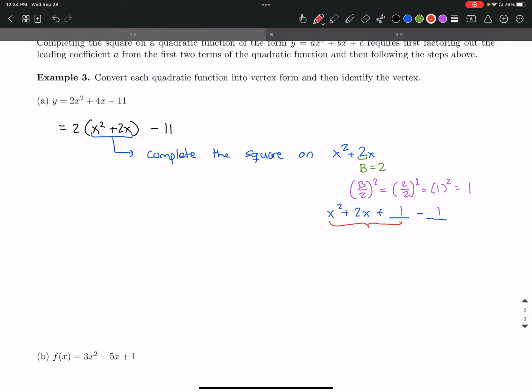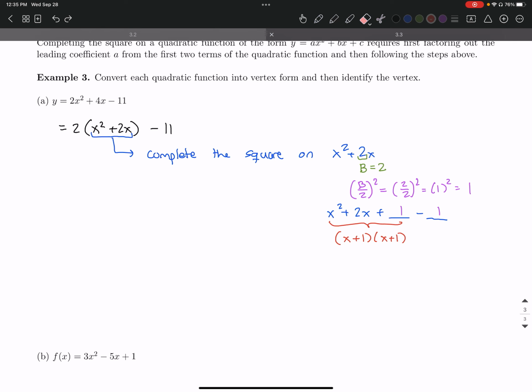This piece should factor perfectly into x plus a number times x plus another number. In this case, it should factor into x plus 1 times x plus 1, because two numbers that multiply together to give me positive 1, but add together to give me plus 2 are 1 and 1.